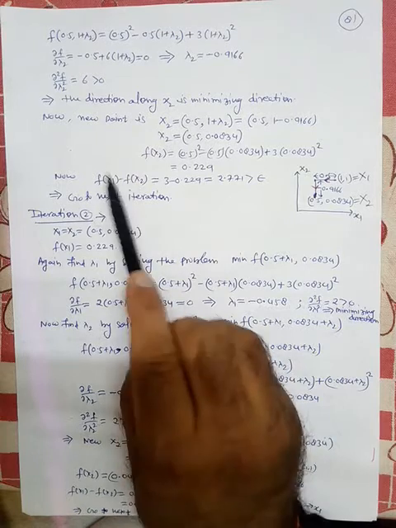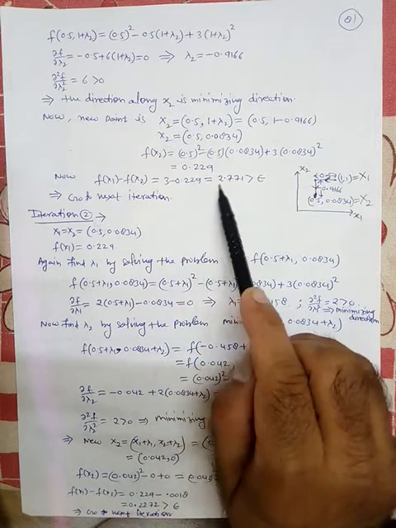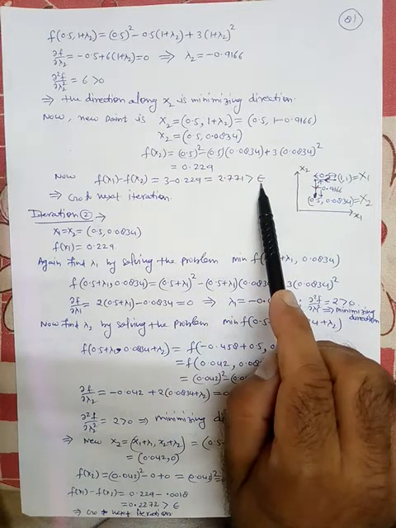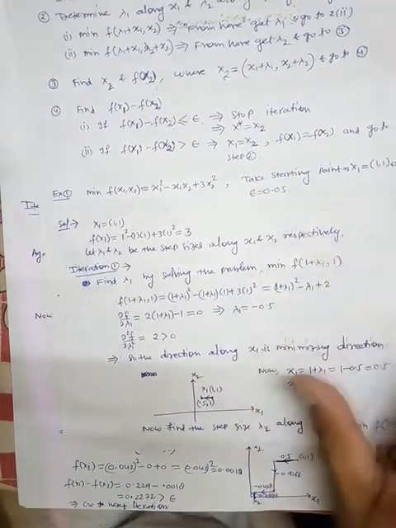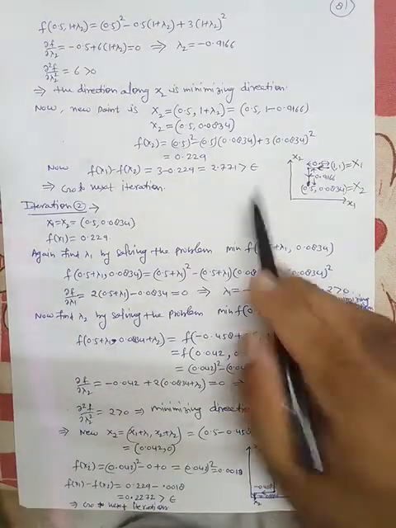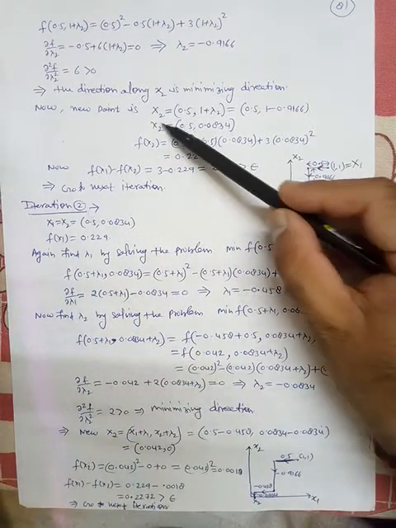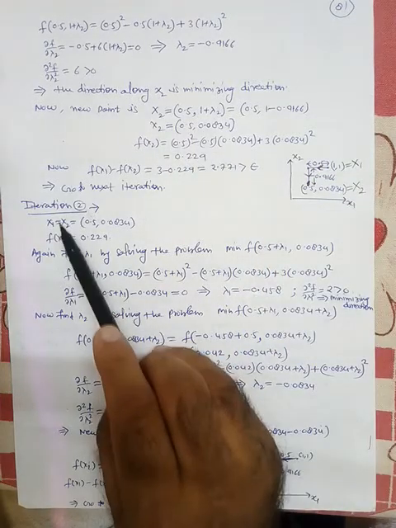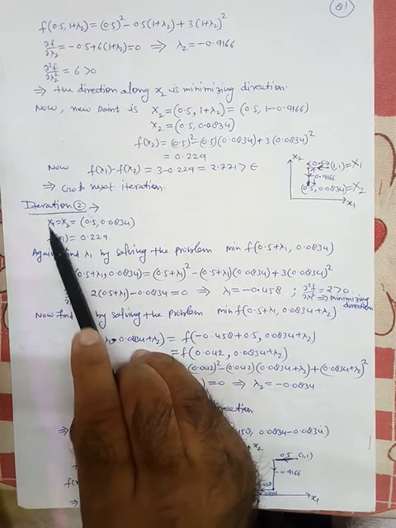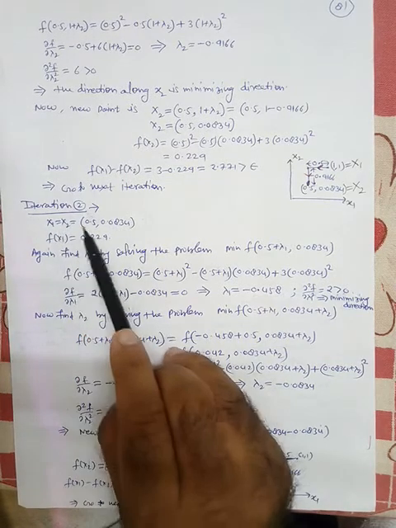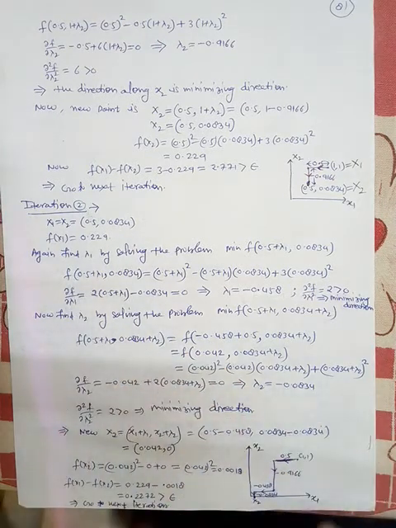Now what is the difference? f of x1 minus f of x2 is 3 minus 0.229, which is 2.771, which is greater than epsilon, because epsilon is 0.05. So this is greater than epsilon, and hence go to the next iteration. This x2 is now replaced with x1, so x1 is equal to (0.5, 0.0834), and now recompute x2.